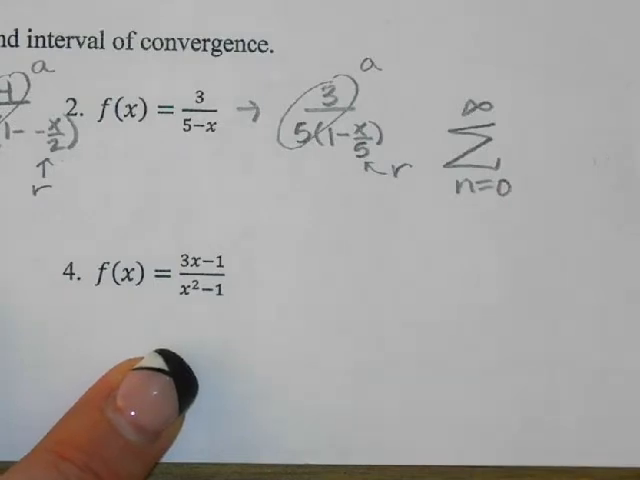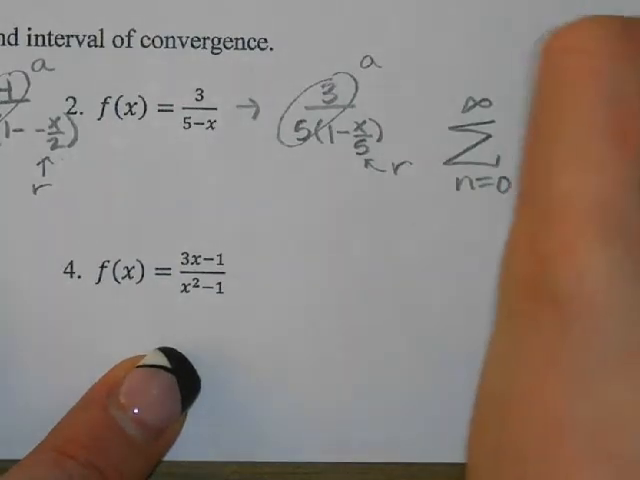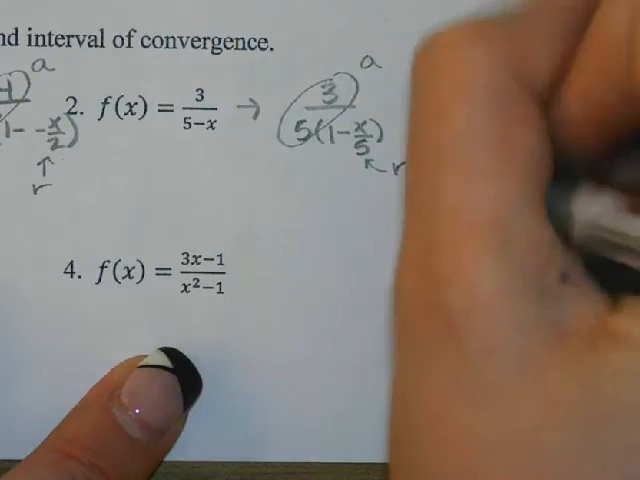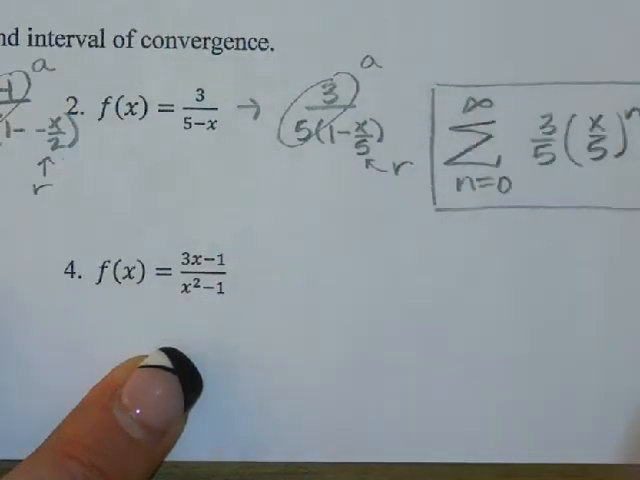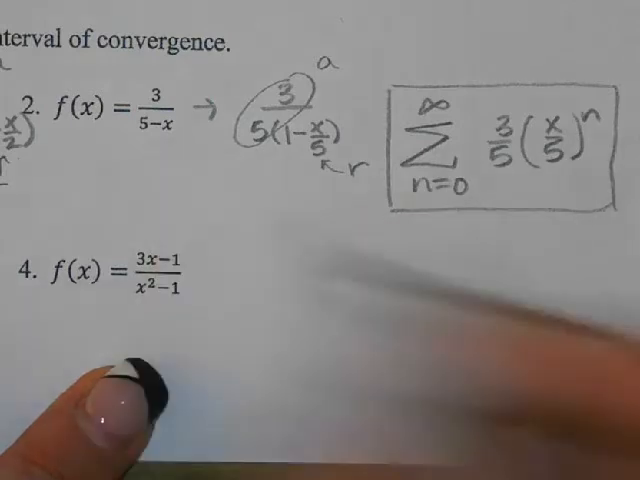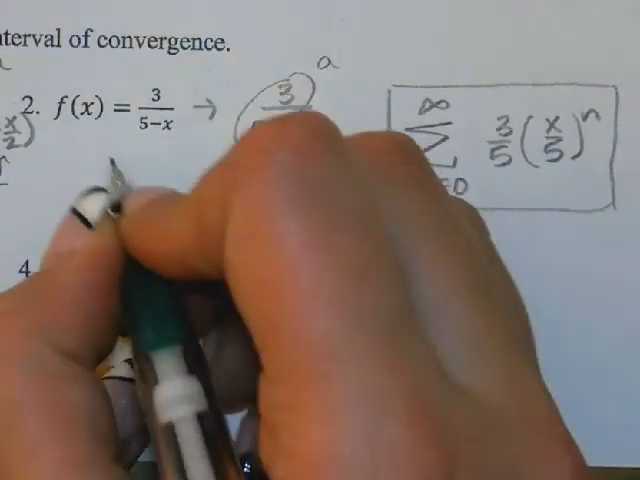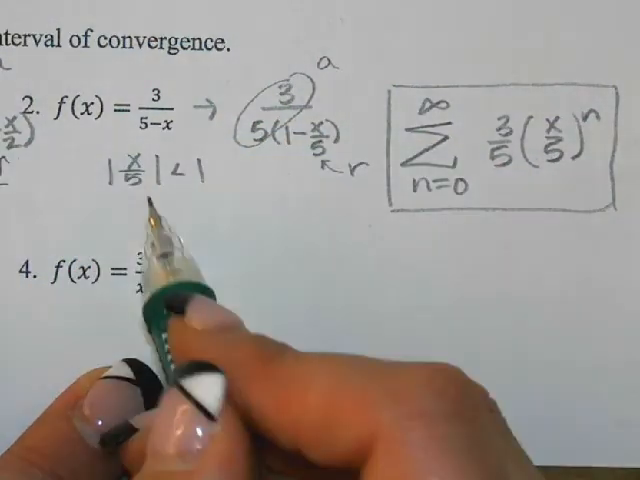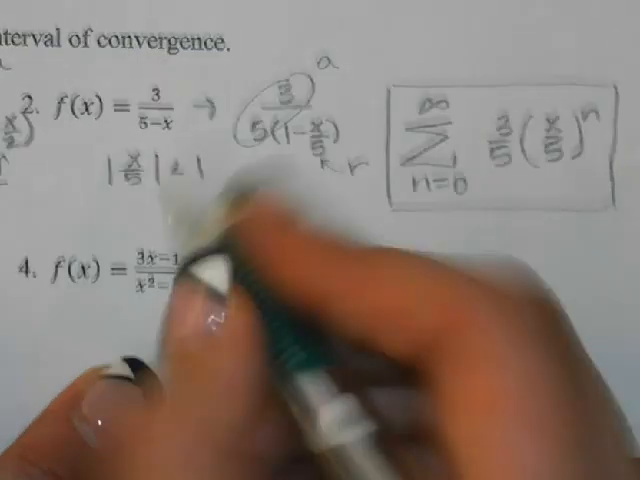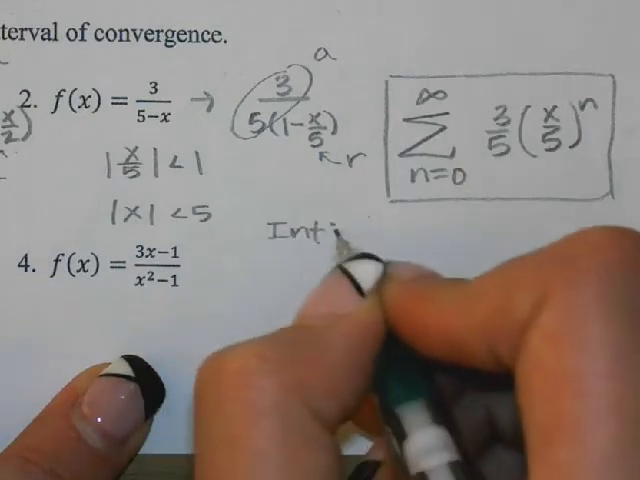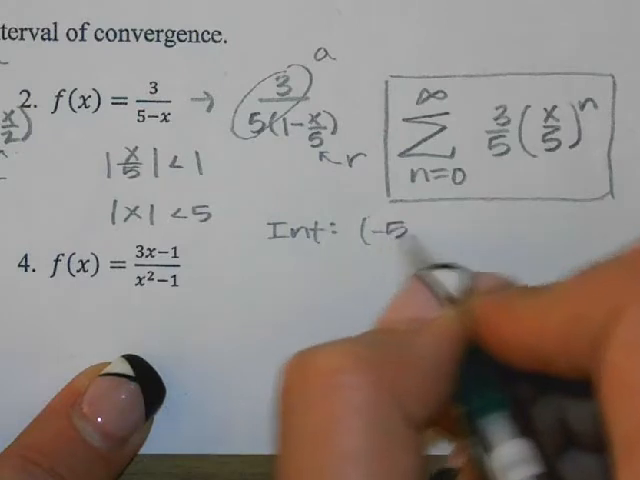So what should I write? Okay. So there's my series. And then if I want to find my interval of convergence, I'm just going to say that the r value has to be less than 1. So x over 5 has to be less than 1. And then what do I do? Multiply by 5, so the absolute value of x is less than 5. So the interval of convergence is negative 5 to 5.